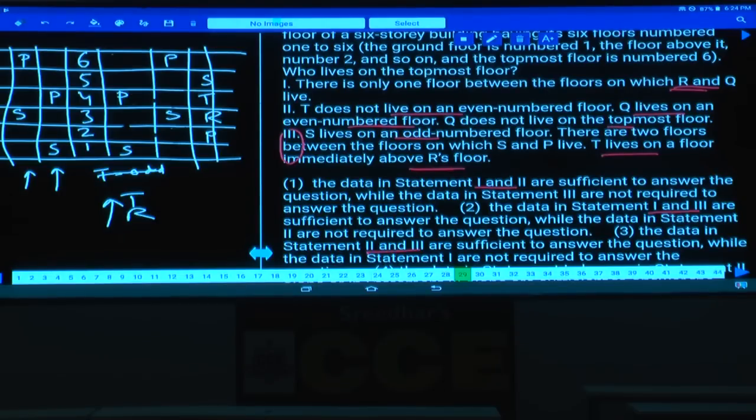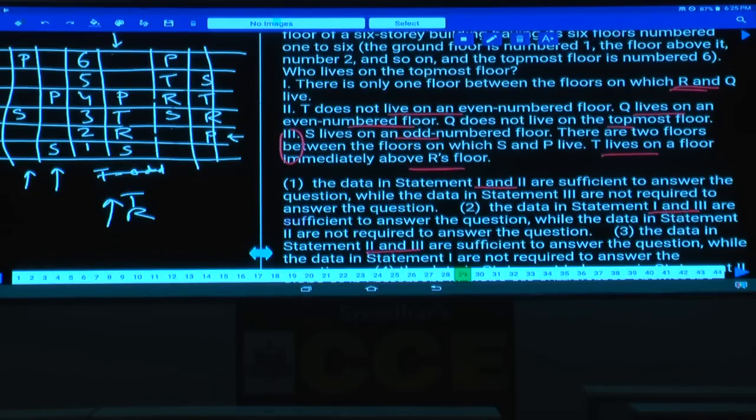Now I am combining 2 along with 3. As T does not live on an even number floor, T cannot be on the 6th floor. As T cannot be on the 6th floor, T is here, then R will be here, isn't it? And again coming to this one, as T does not live on an even number floor, T cannot be on the 2nd floor, hence T must be here, immediately above R. Done with this? Out of these 3 possibilities, 1 is ruled out, now we are left with only 2 more.